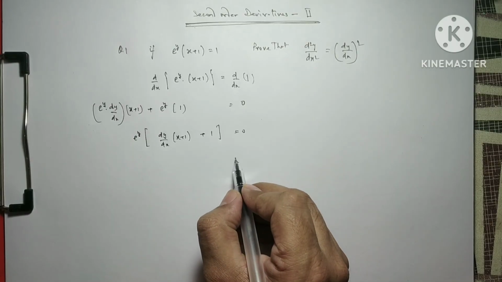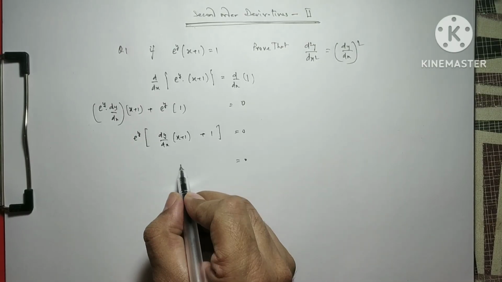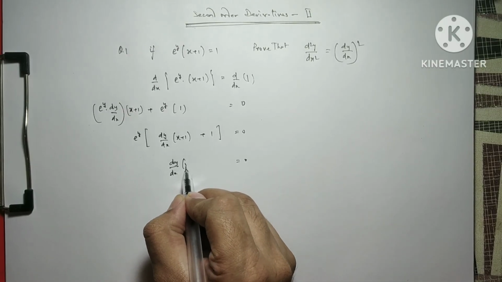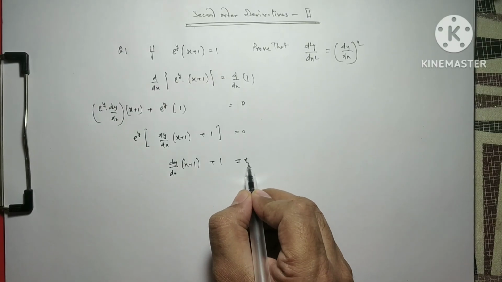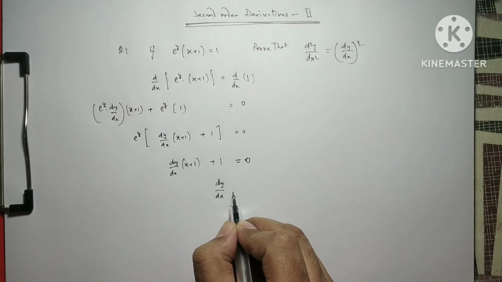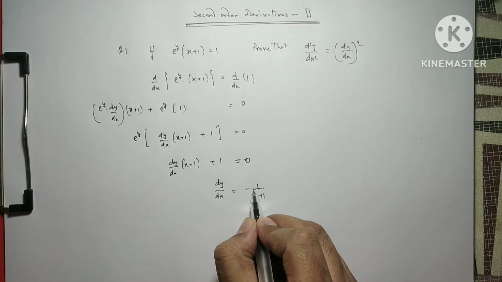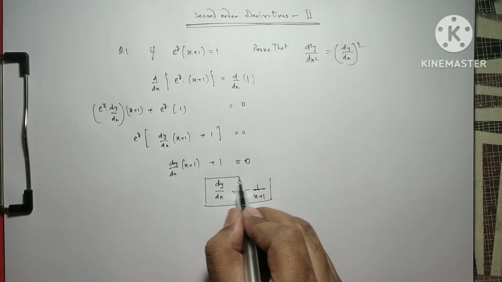Now e to the power y cancels, and the result is dy over dx into (x plus 1) plus 1 equals 0. So dy over dx equals minus 1 over (x plus 1). So this is the first derivative.